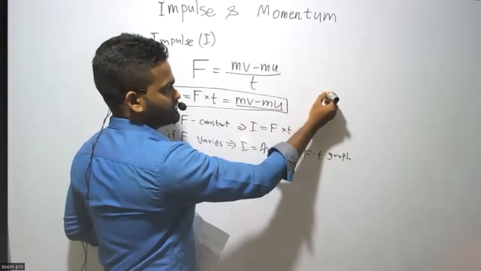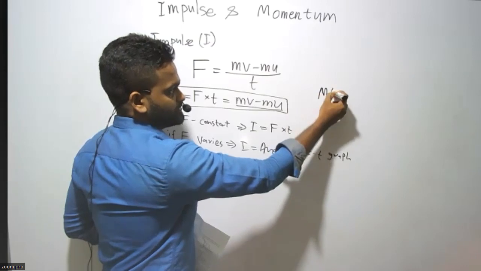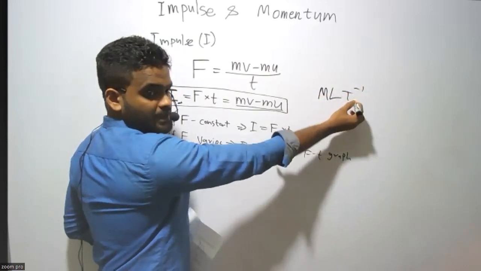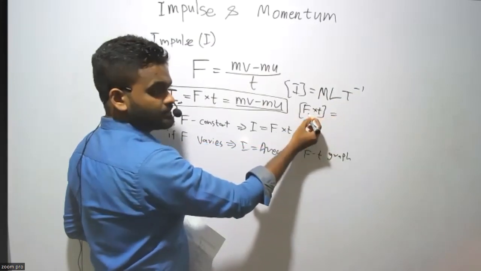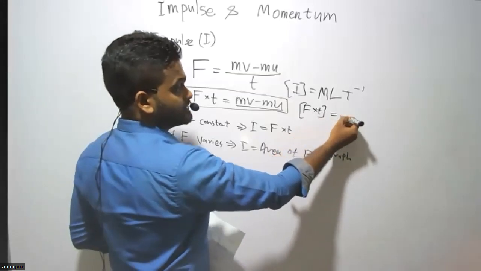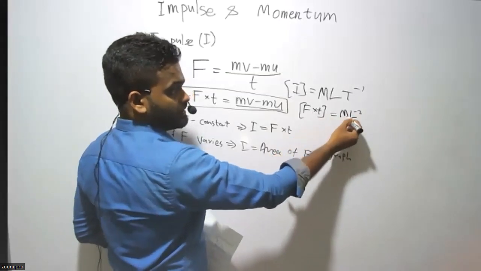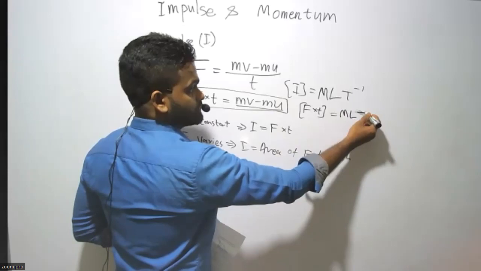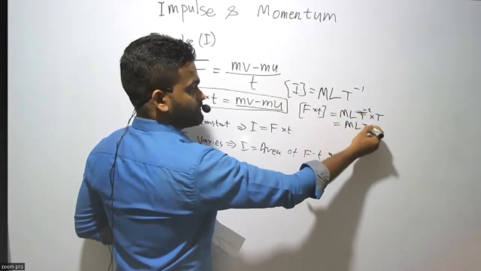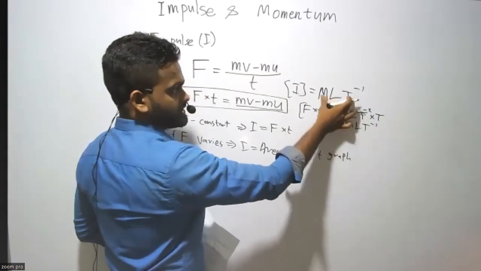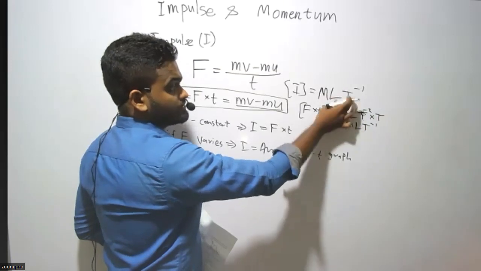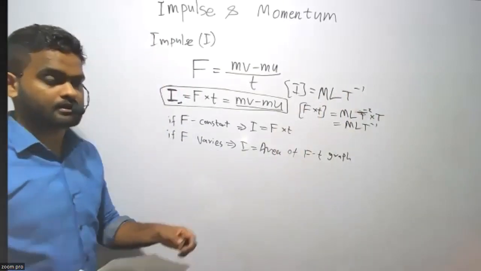So what are the dimensions of momentum? Mass times velocity. MLT to the minus 1. Then if you multiply force by time, let's see what we get. Force is mass times acceleration, so MLT to the minus 2 times time. So this is MLT to the minus 1. See that? Both have the same dimensions. If you want, you can write this down.